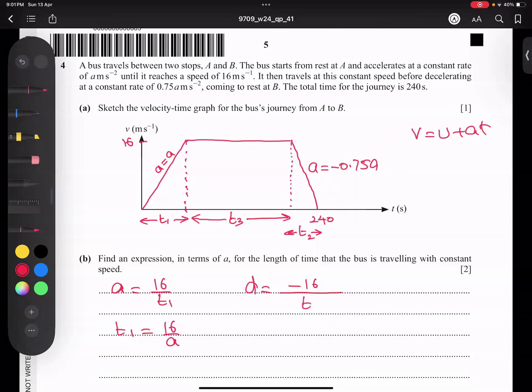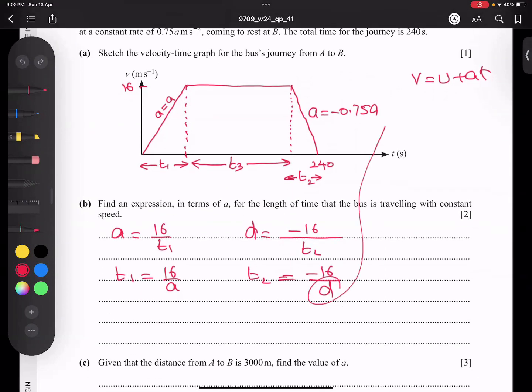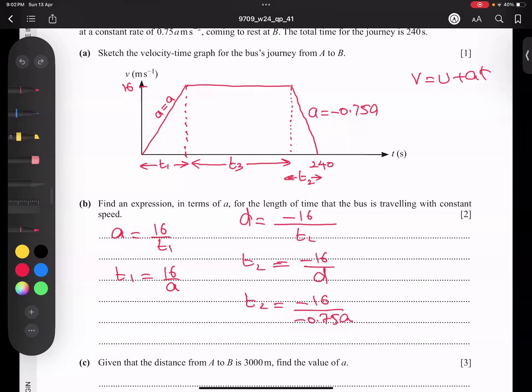I'm using the time, and there is a T2. So T2 goes there and the deceleration comes to this side. So T2 becomes negative 16 over D. And the D value is this one which I'm writing now, with a negative sign. So T2 equals negative 16 over negative 0.75 times A. If I type this in the calculator, students, 16 over 0.75 turns out to be 64 over 3. So finally I write T2 equals 64 over 3, and this A is already in the denominator.